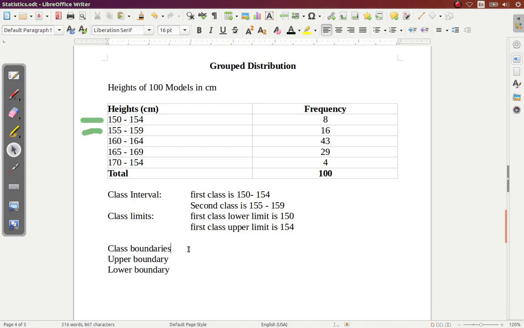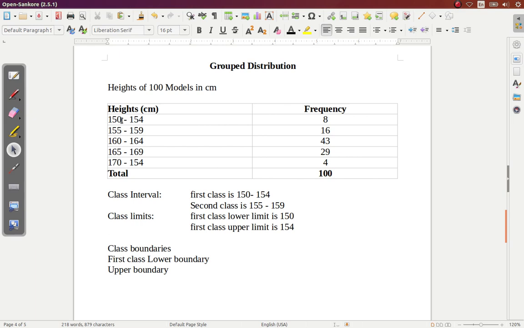Now, let's talk about the class boundaries. Alright? We want to know what is the boundary, the upper boundary, as well as the lower boundary for the first class. Since we're dealing with the lower one first, let's put it before the upper boundary. Now, for the first class, what is the lower boundary? Let me erase this first. The thing is this.